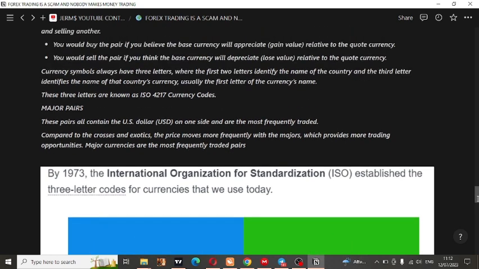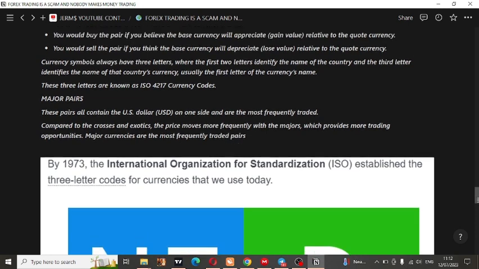The first two letters are the country name. So when you are looking at something like GBP/USD, the GBP is the Great Britain pound. The USD is the United States dollar. JPY is the Japanese yen. So when you see those 3 letters, it shouldn't confuse you. GHC is the Ghana cedi. It's always 3 letters, 2 for the country and the last one for the currency.